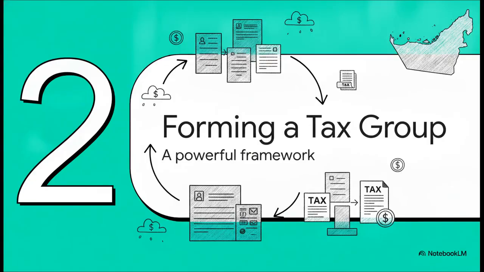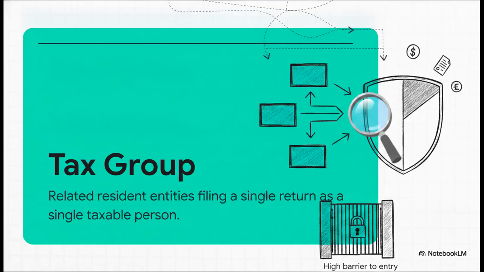Which brings us to our first major strategic path, forming a UAE tax group. Now, a tax group is an incredibly powerful framework. It allows related resident entities to file a single consolidated return. And the real magic phrase here, it treats the whole group as a single taxable person. From a compliance standpoint, this is a total game changer. It completely eliminates the need to track and report intra-group transactions for corporate tax purposes. You just consolidate the financials of all the members, and you deal with the tax authority as one unified block.